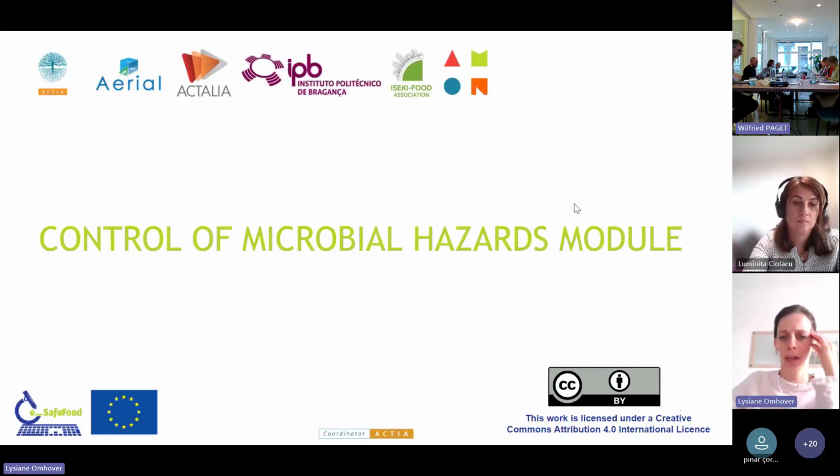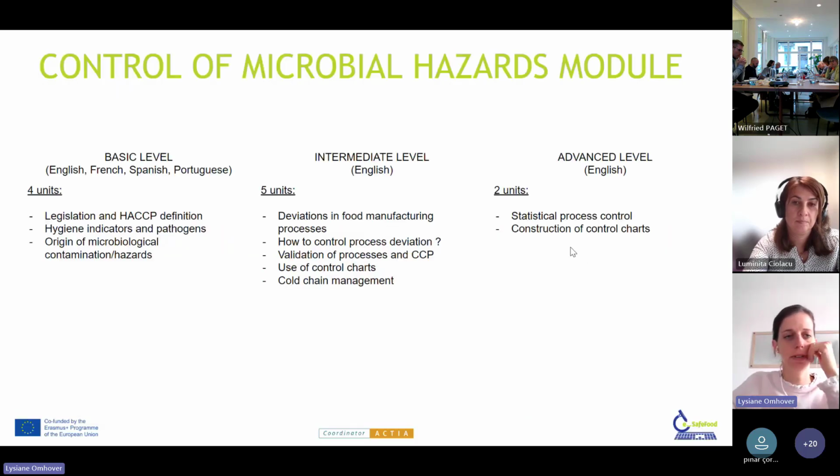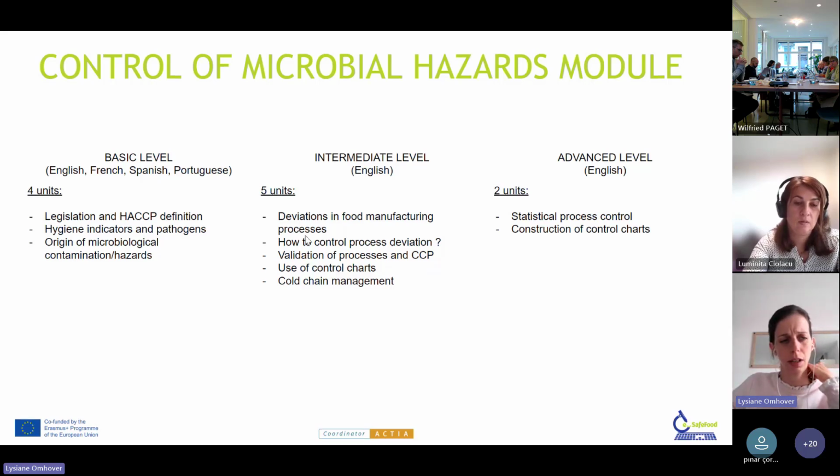Yes, okay, thank you. So the second module is about control of microbial hazards. There are 4 levels. The first one, the basic level, is translated in 4 languages, and it contains 4 units: legislation and HACCP definition, hygiene indicators and pathogen, and origin of microbial contamination.